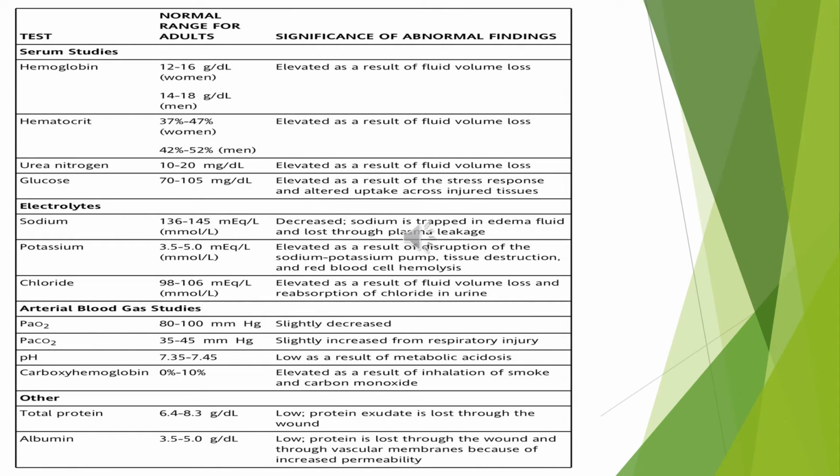So make sure you take a look at the lab ranges. Again, you need to know your normals, but we're going to see elevations of hemoglobin, hematocrit, BUN, and glucose. We're going to see a decrease in sodium and an increase in potassium and chloride. We will see a decrease in PaO2, increase in PaCO2, and a decrease in pH. So again, we're going to be in an acidotic state.